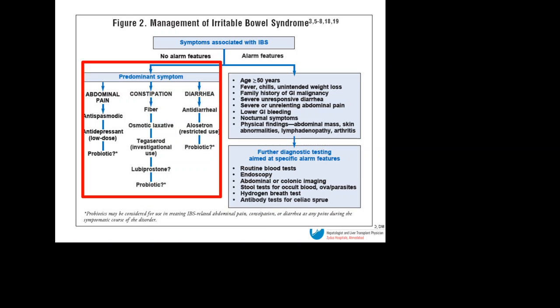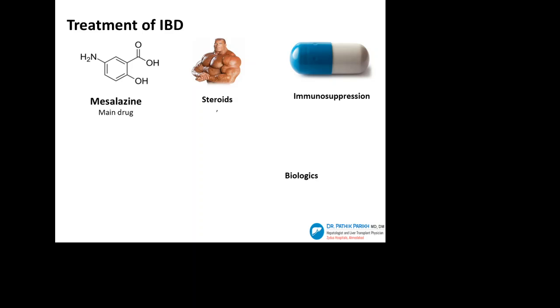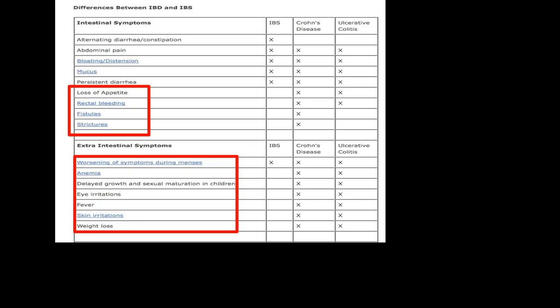The management of IBS on one side is symptomatic, where we treat abdominal pain, constipation, diarrhea based on the patient's symptoms. And when the patient gets diagnosed with inflammatory bowel disease, we treat with mesalamine, steroids, immunosuppressants, biologics, and sometimes they even need surgery. There are clinical markers which favor the presence of IBD over irritable bowel syndrome, but they are not foolproof, and most of the time we end up getting them investigated.